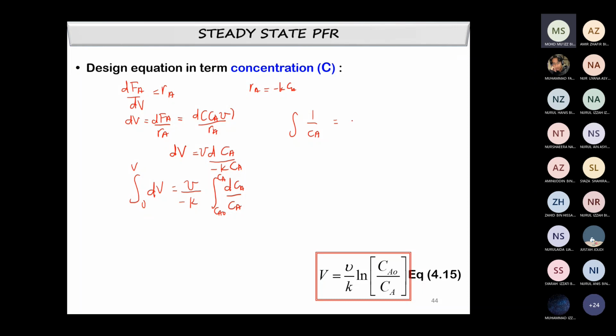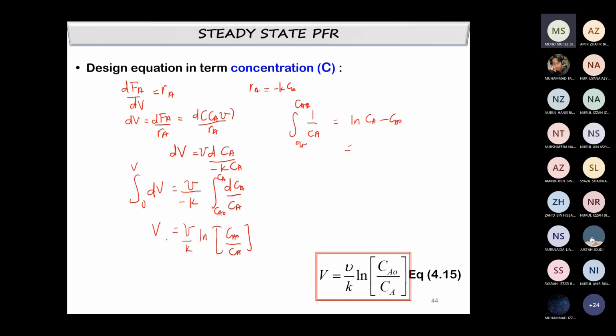negatif, you akan dapat ln CA. Okay, ni kan CA0 kan? CA over CA0, so you akan dapat ln CA0. Okay, so daripada situ you akan dapat disebabkan sini negatif, awak tak nak jadi negatif, awak nak jadikan dia positif. So sini kena tukar lah, sini jadi ni atas. So that's why you will have V over K ln, jadikan dia CA0 over with the CA. Okay, so this is the answer.